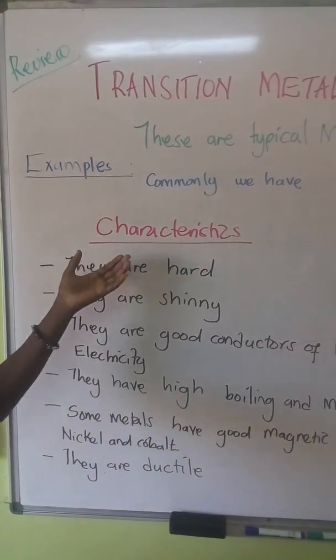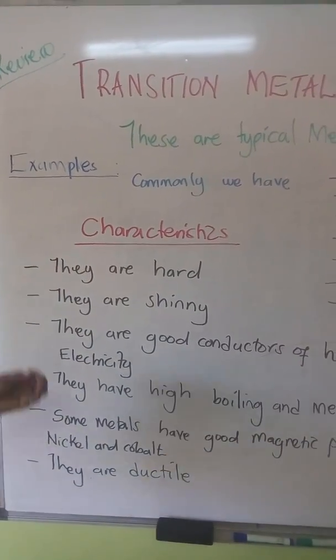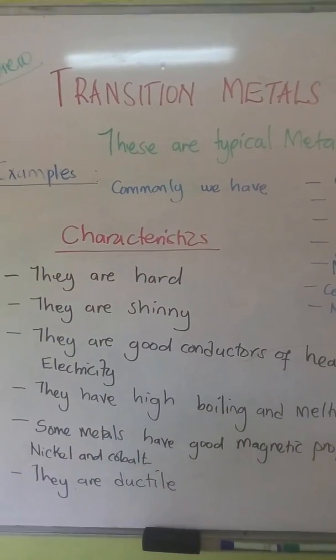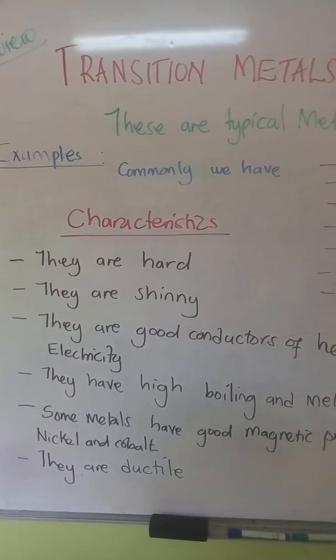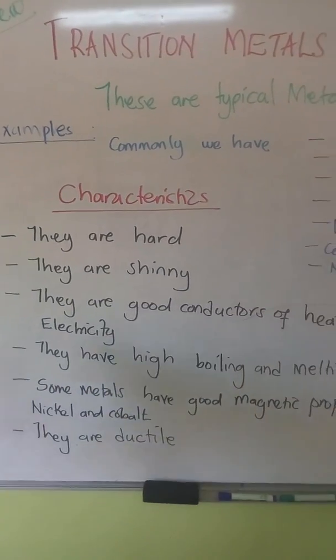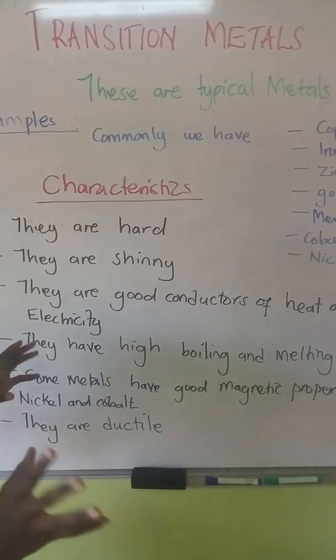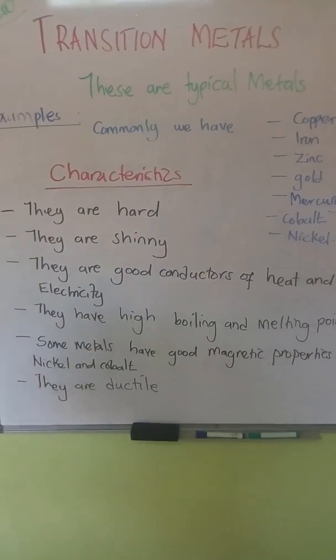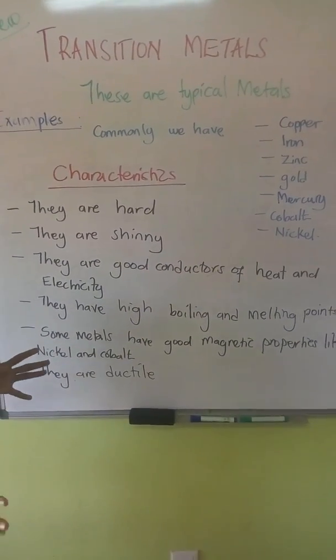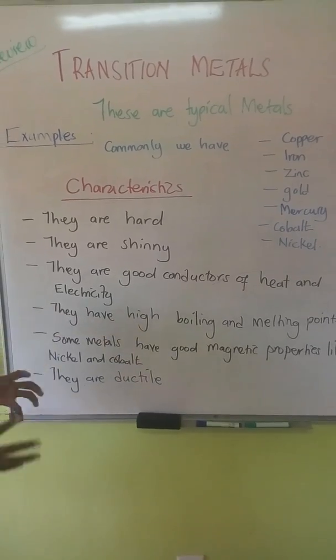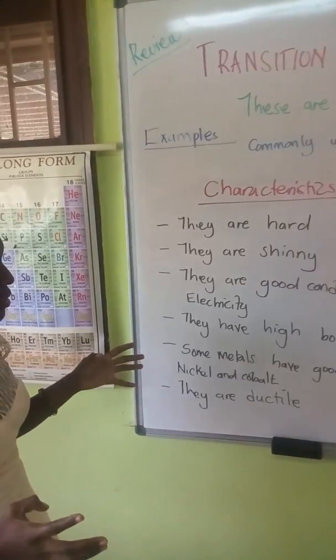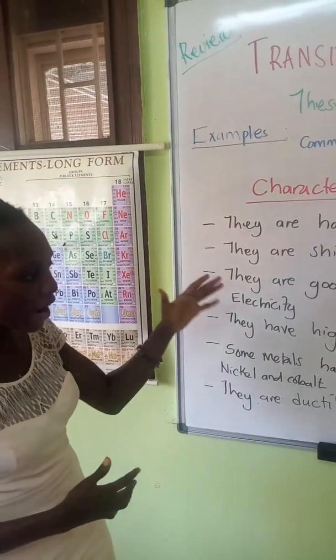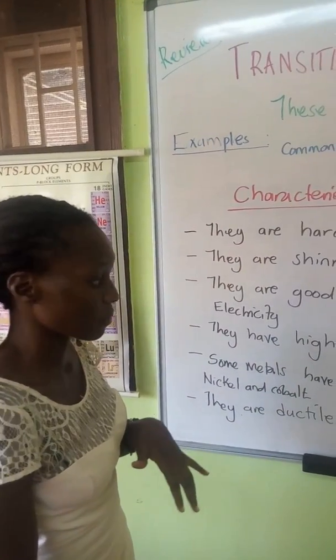And among the characteristics we have, they are hard, like any metal, it is hard. They are shiny, like they have that shiny surface, shiny appearance. They are good conductors of heat and electricity, like any metal, like they can easily conduct heat and electricity. They have high boiling point and high melting point.